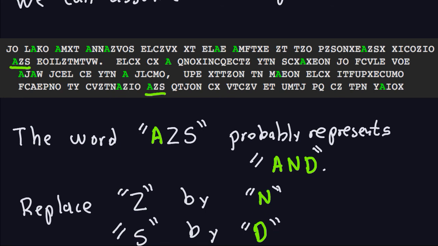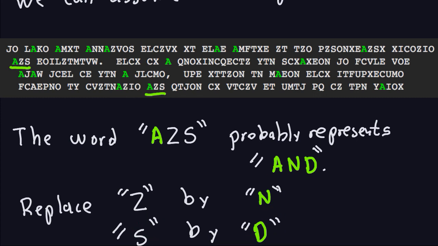And remember, green indicates letters coming from the plain text, and white indicates letters coming from the ciphertext. So once I do this substitution, what I mean by that is every time you see a Z, you replace it by N. So I'm going to replace this by N, and everywhere I see a Z, anywhere in this text here, I'm going to replace it by N. And everywhere I see an S, I'm going to replace it by D.